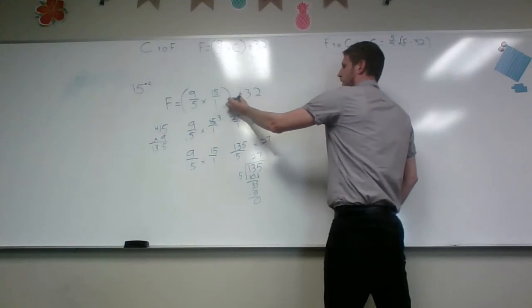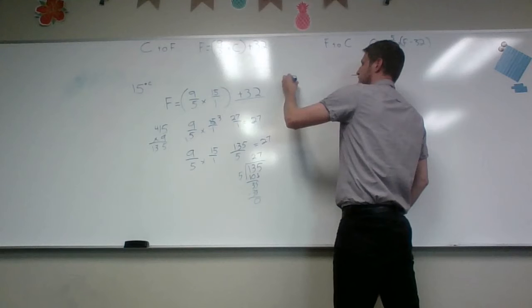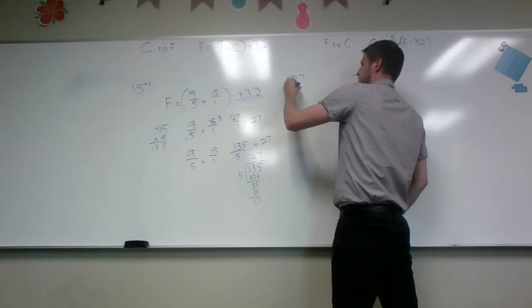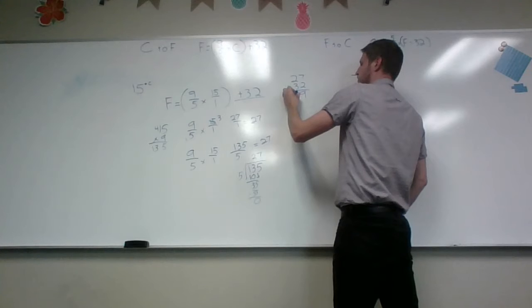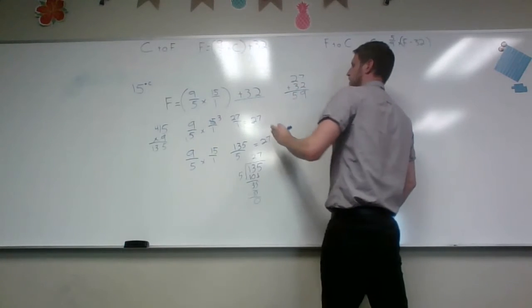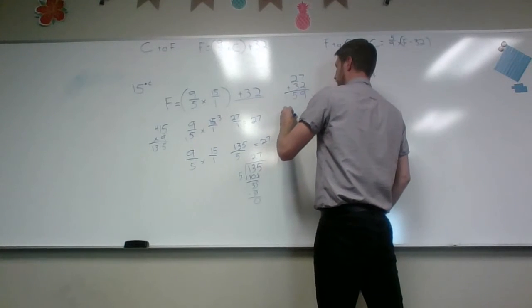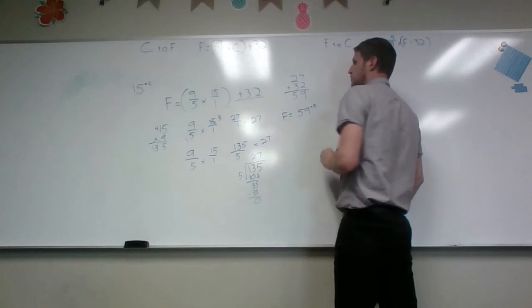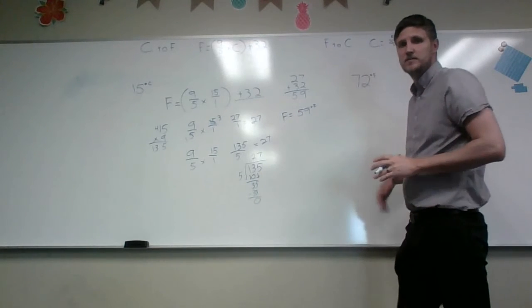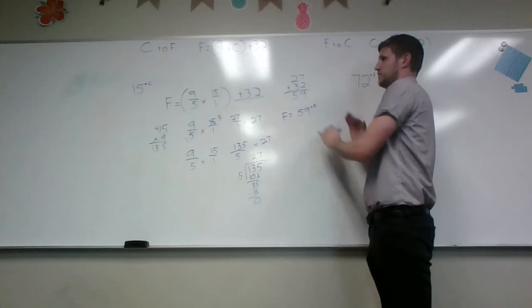But I still have this part of the formula. So I have to take 27 plus 32. When I do 7 plus 2, I get 9. 3 plus 2 is 5. That means my Fahrenheit degrees will be 59 degrees Fahrenheit. So 15 degrees in Celsius is the same thing as 59 degrees in Fahrenheit.